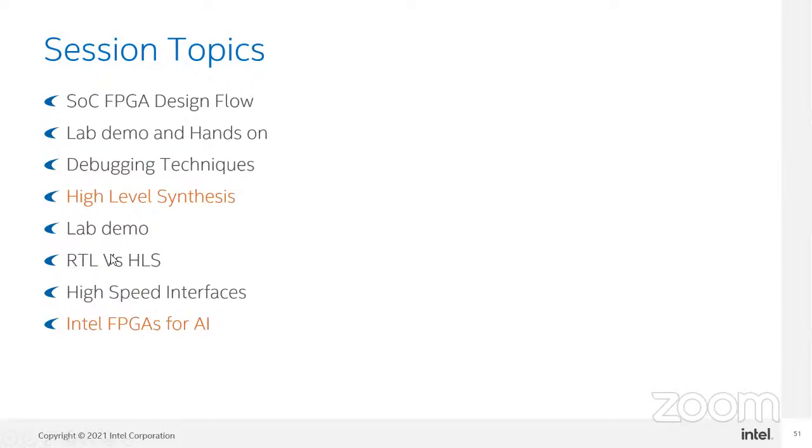There is a simple lab demo based on that. And then I'm also going to provide you the details on when we need to go for RTL and when we need to go for HLS. So RTL versus high-level synthesis, and the basic concept of high-speed interfaces. And then how we use Intel FPGAs for AI, artificial intelligence and machine learning. So these are the topics we are going to cover.